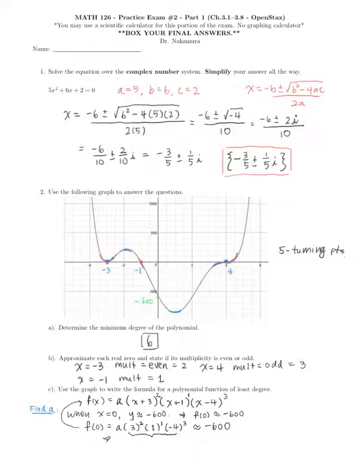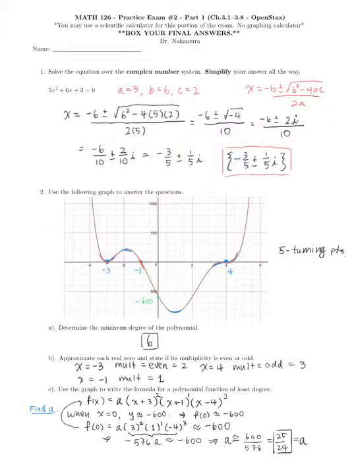You can use your little scientific calculator if you like, but you should get 576 times the a is approximately equaling negative 600. So that implies that our a is approximately equaling what, negative 600 over negative 576. That should give us a positive answer, 600 over 576. Now if you reduce that, I believe that we should get 25 over 24. So that's going to be the value of your a.